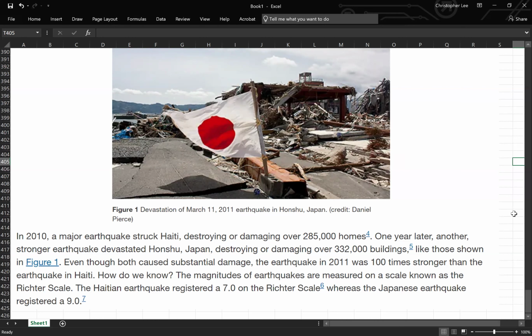How do we know? The magnitudes of earthquakes are measured on a scale known as a Richter scale, right? As a little side note, I don't know if y'all know this, but we actually have a Richter scale at BCC. It's in Meister Hall, on the main floor, if y'all ever want to see it. Pretty cool, all right? All right, anyway, I digress. The Haitian earthquake registered a 7.0 on the Richter scale, whereas a Japanese earthquake registered a 9.0.